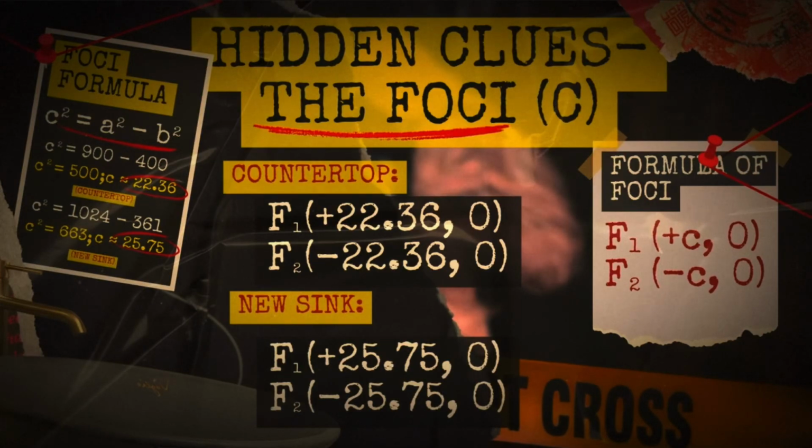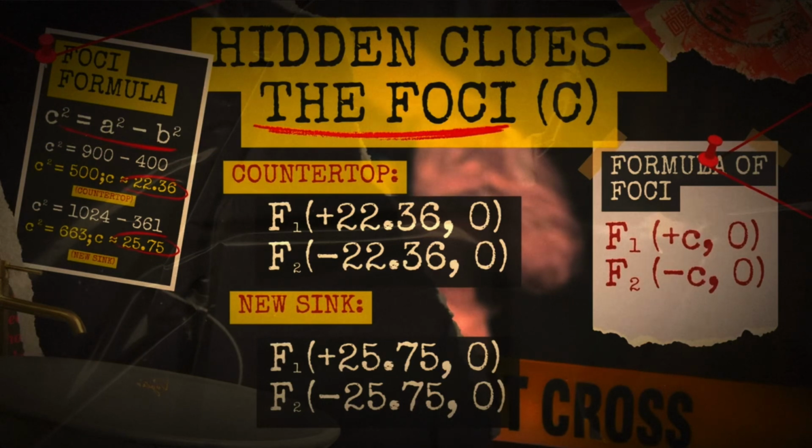And we will subtract 361, the value of b squared, from 1024. So 1024 minus 361 is equal to 663. That will serve as our value of c squared. In order to get the value of c, again, we will just have to get the square root of c squared, or in this case, 663. The square root of 663 has an approximate value of 25.75.